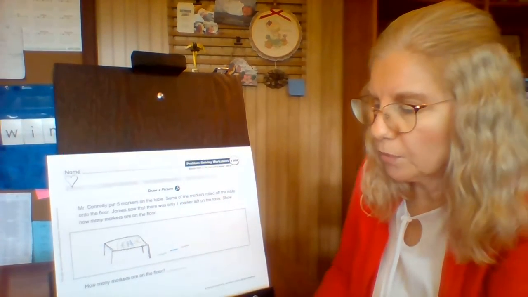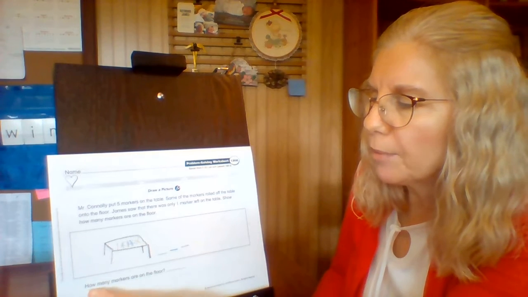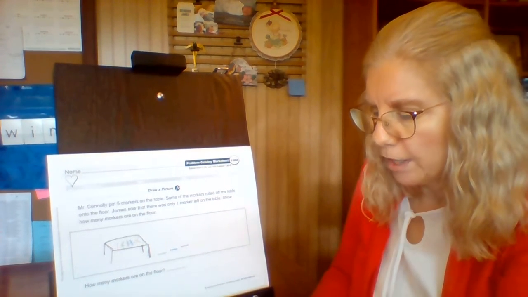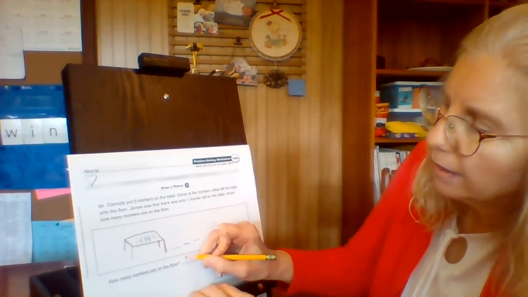Some of them rolled a long ways away. Okay, so how many markers are on the floor? Let's count ours. 1, 2, 3, 4. So you'll want to write a 4 on this line.